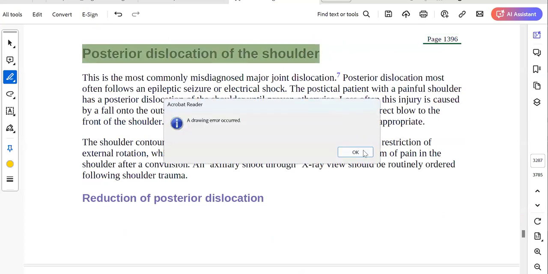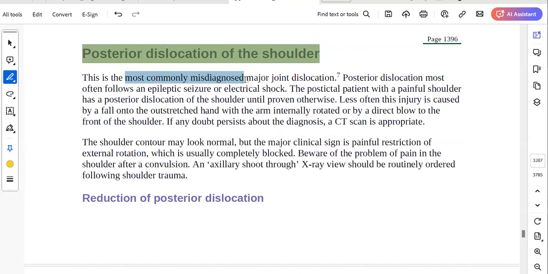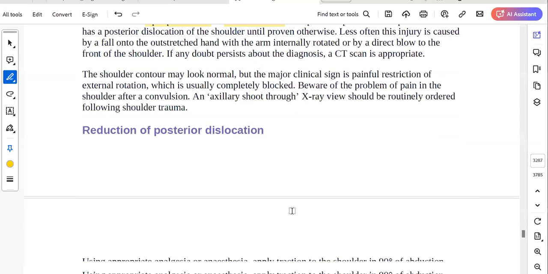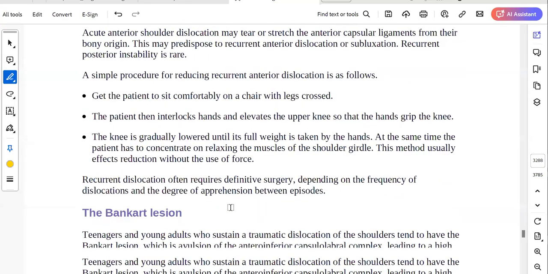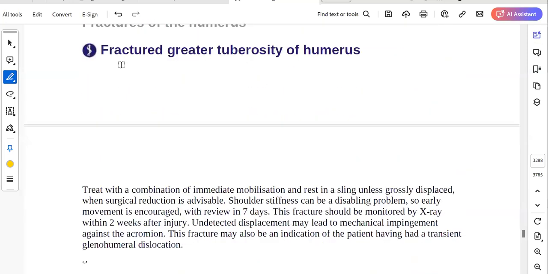Posterior dislocation, as I said, is the most commonly misdiagnosed major joint dislocation. It mainly happens after an epileptic seizure or electric shock. Not important, doesn't come in the exam that much. Just remember what I say.